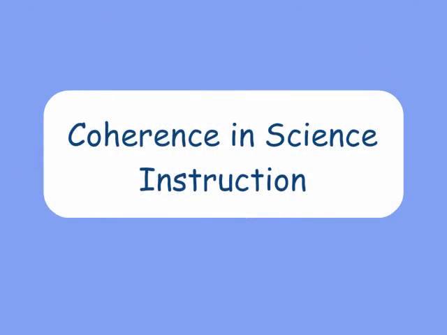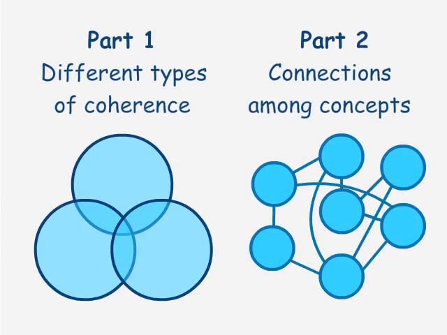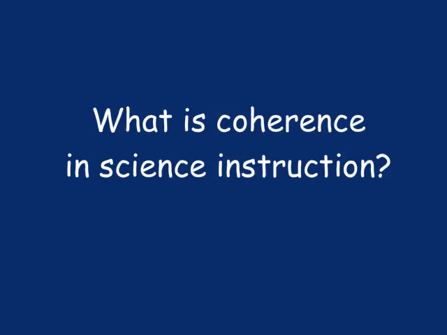This video will explore the idea of coherence in science instruction. The first half of the video shows the different types of coherence. The second half illustrates how connections among concepts can be made and how these connected concepts are linked to the big idea. Instructional coherence can have several different meanings.